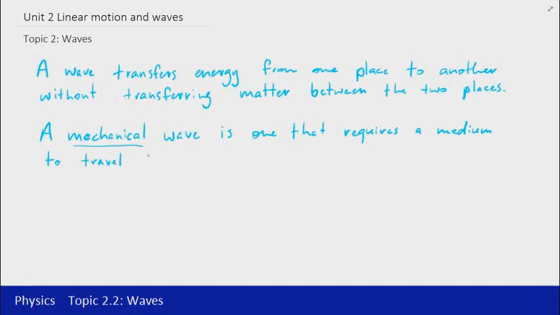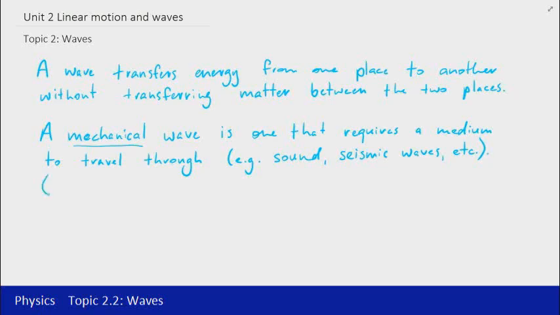If you think about some of the more common waves that you'll have come across, things like sound, sound waves require air or some other substance to travel through. Seismic waves from earthquakes travel through the earth itself. So a few different examples there where matter is needed for the wave to be transferred.